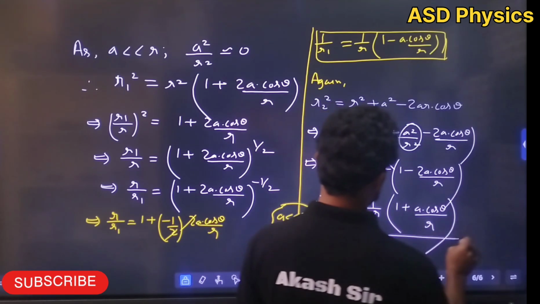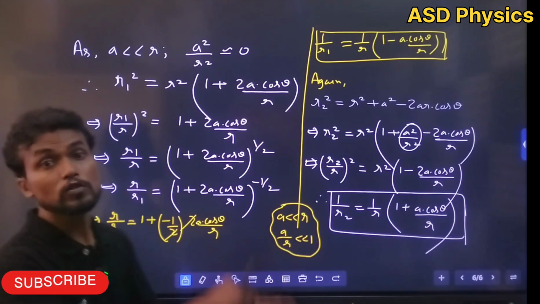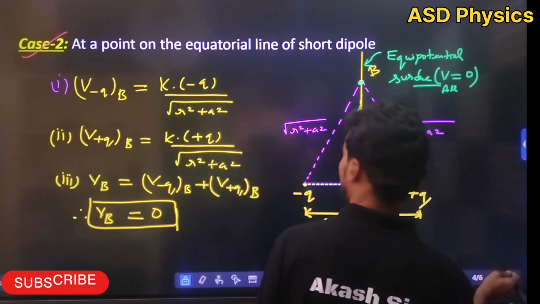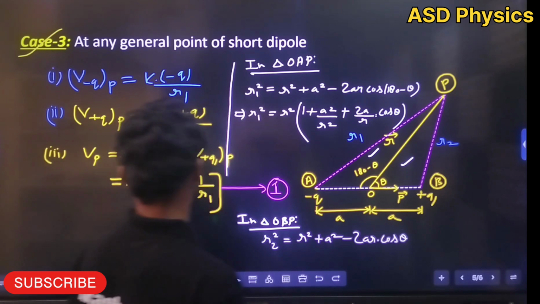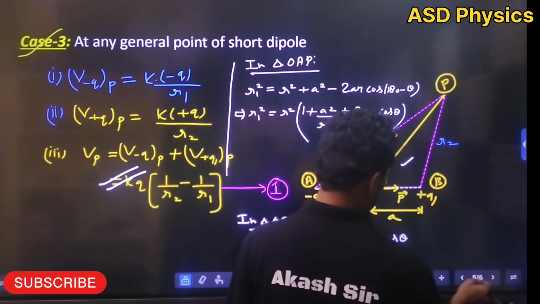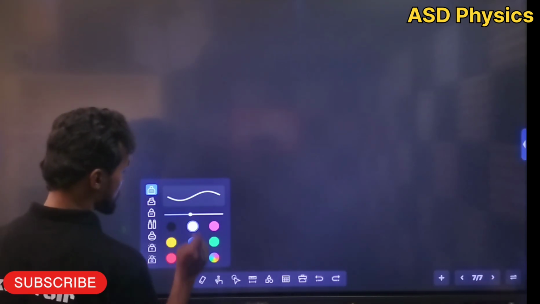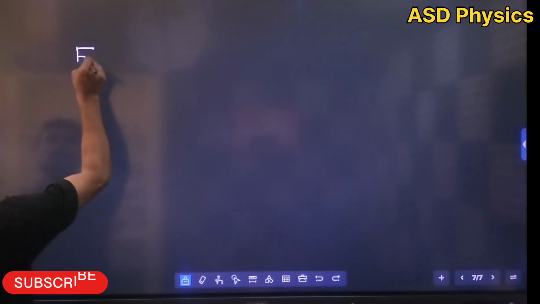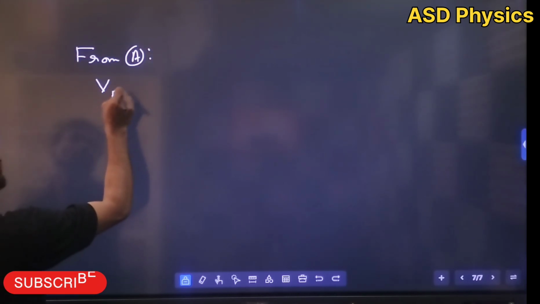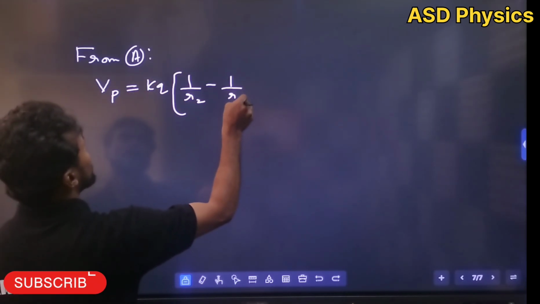So now we have got the value of 1 by R1 and 1 by R2. Now this value we have to put in which equation, students? See here, please, this equation. In this equation we are going to put the value, equation 1. So let's go for that equation. As we know from equation A, the potential at point P was coming KQ into 1 by R2 minus 1 by R1.